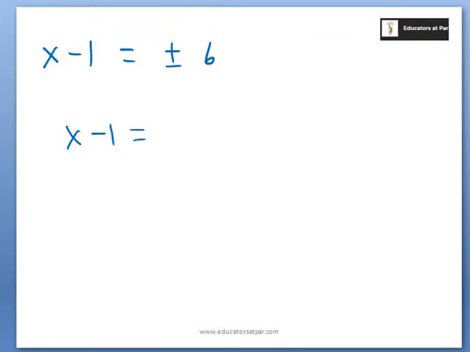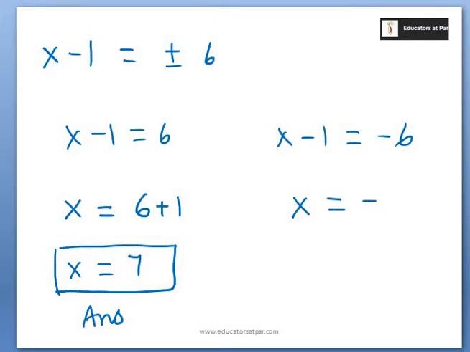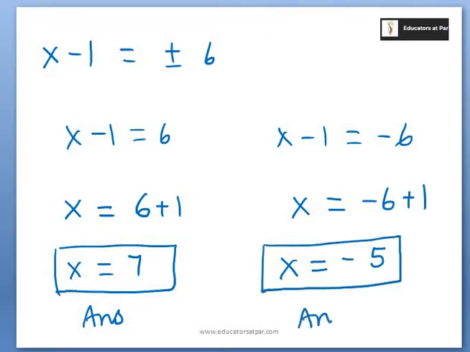So x − 1 is 6, or x − 1 is −6. We take 1 to the other side, 1 is negative over here. When it goes to the other side, it becomes positive. 6 + 1 is 7. Take 1 to the other side, it becomes positive. −6 + 1: one number is positive, one number is negative. You subtract, 6 − 1 is 5, and put the sign of the bigger number. The bigger number is 6, which is negative. So the answer is x = −5 and x = 7.